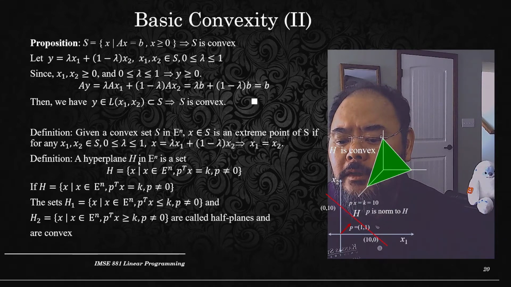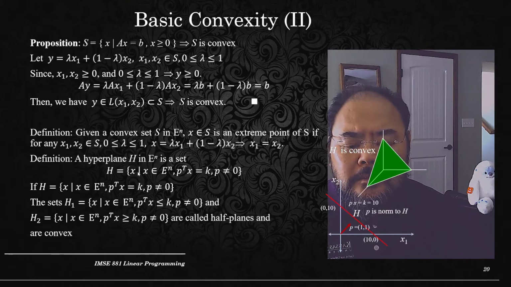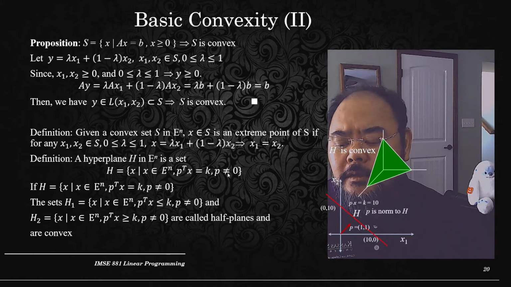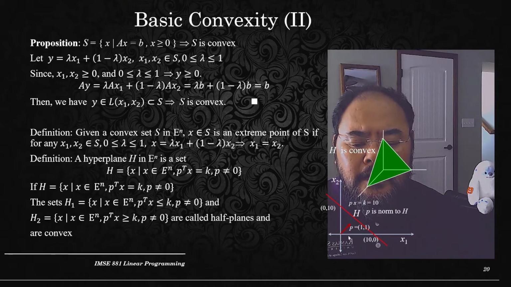hyperplane separation theorem, and we define a hyperplane H in n-dimensional Euclidean space as the set of x, where x belongs to n-dimensional Euclidean space, p transpose times x equals k, and p is not equal to 0. What does this mean? The hyperplane in two-dimensional space looks like the red line, and p is perpendicular to that hyperplane. Okay, so p times x equals k for a specific k value.